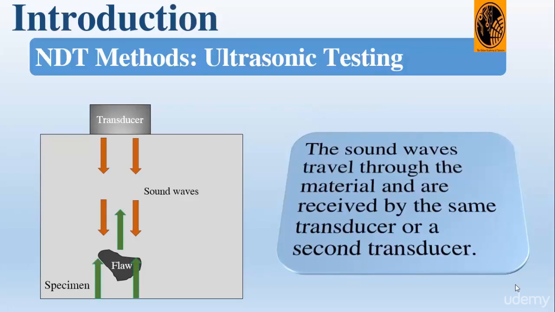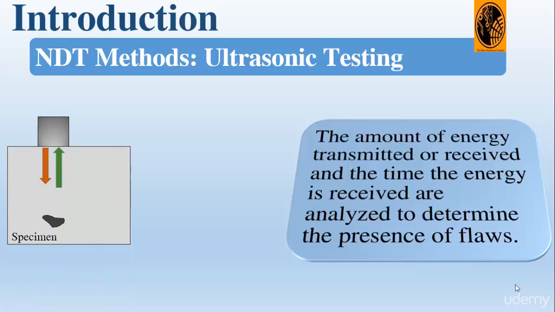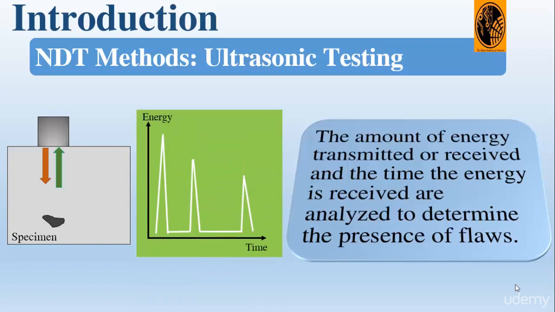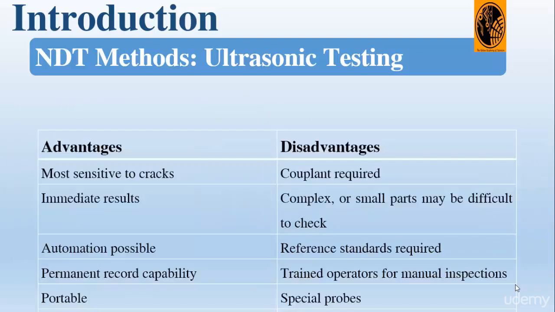The sound waves travel through the material and are received by the same transducer, or sometimes we use a transmitter and a receiver, so the waves can be received by another transducer. And the amount of energy transmitted or received and the time required by the wave to travel through the material is calculated and analyzed by the ultrasonic system. Changes in material thickness and changes in material properties can also be measured by this technique.